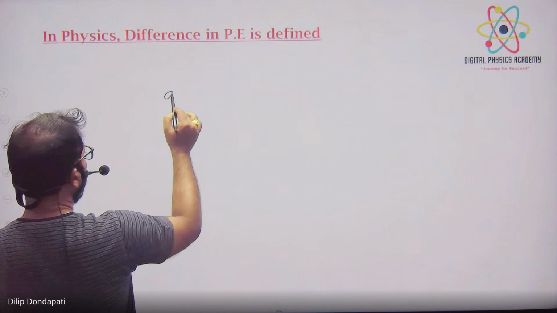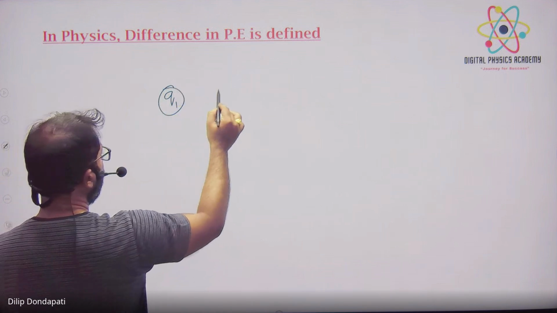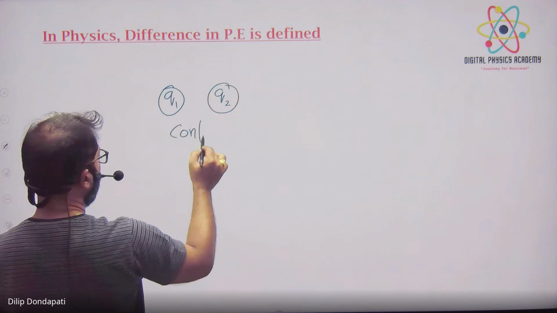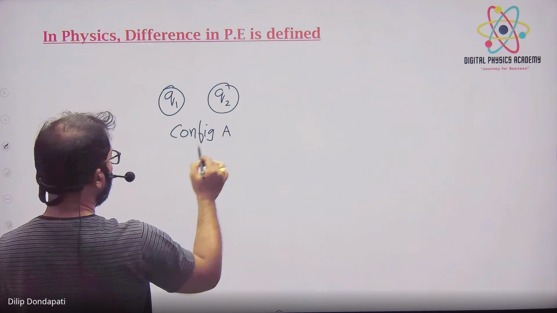Suppose Q1, Q2 in a configuration are there. Call it configuration A. This is the initial configuration.